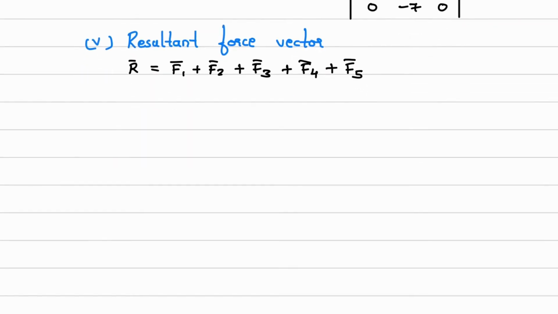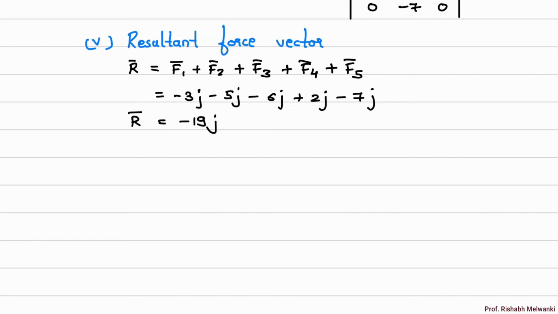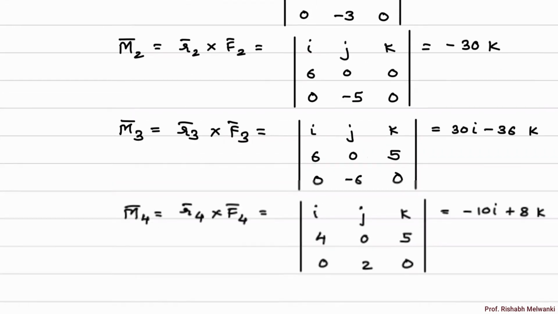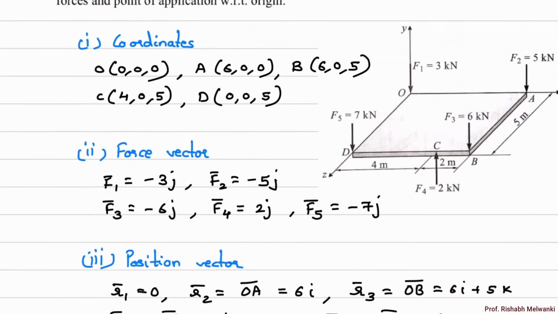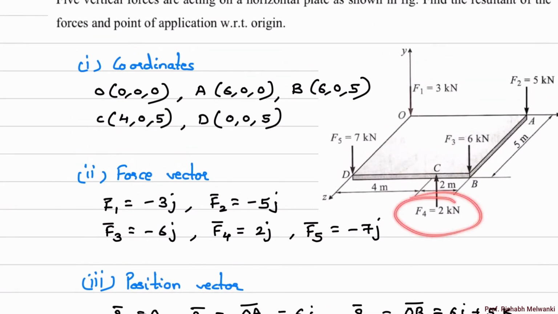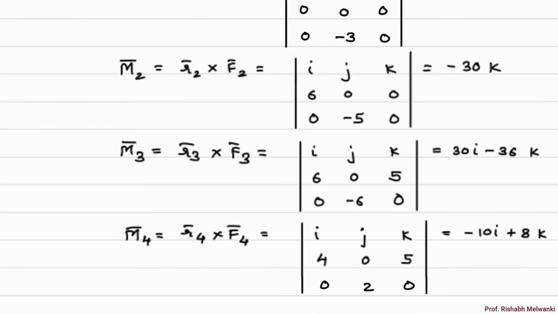So I'll write down the values here. These are the values of the force vectors. From here I can calculate the resultant vector R bar. It is minus 19j. What is the unit of this? Newton or kilonewton? See the question. Force is given in kilonewton, so the unit will be kilonewton.